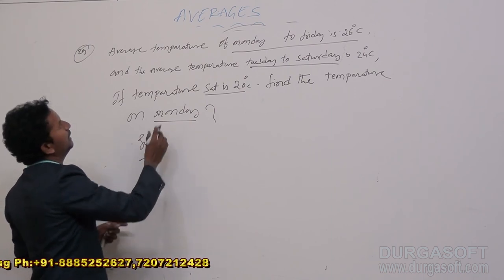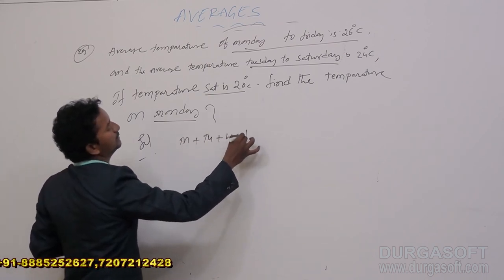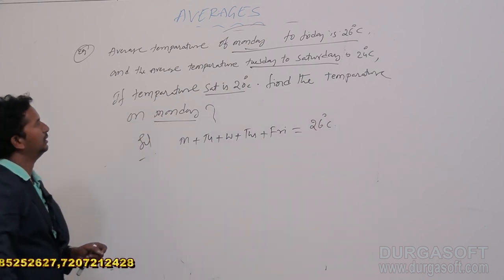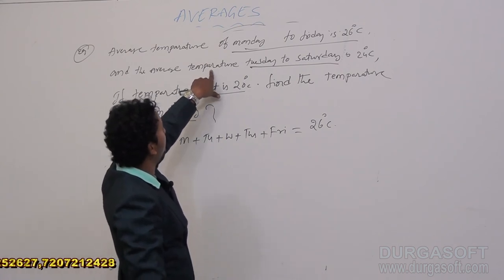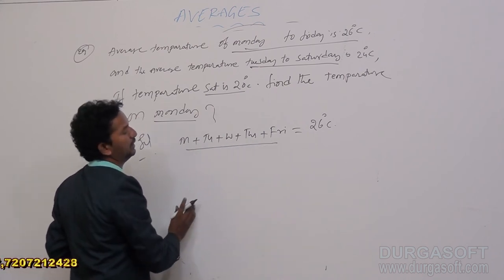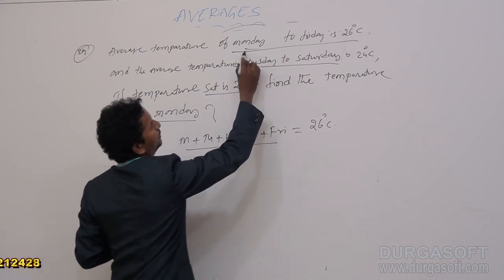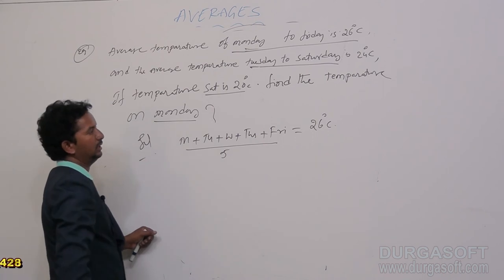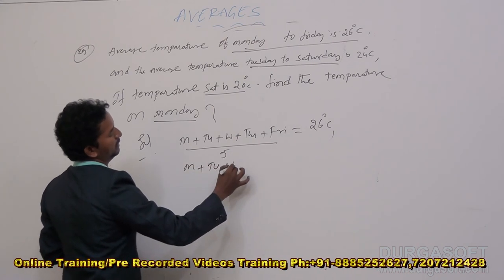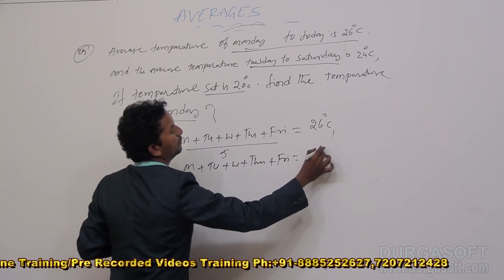Now see the solution part. Temperature Monday to Friday, now 26: Monday, Tuesday, Wednesday, Thursday and Friday, the average is given as 26 degrees. Here the average of Tuesday to Saturday is also given, nothing but 5 days, so a 5-day average is given. Monday plus Tuesday plus Wednesday plus Thursday plus Friday is equal to 26 into 5, so the total is 130 degrees.